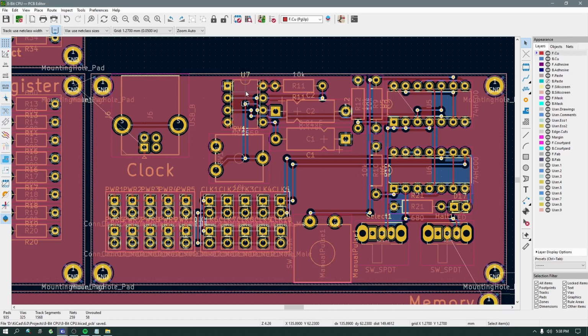The 3 switches on the bottom right are also for the clock. The left switch is the manual pulse button, which you can use to advance the CPU one step at a time. The middle switch sets the clock into manual mode and stops the timer. The switch on the right stops the clock entirely.